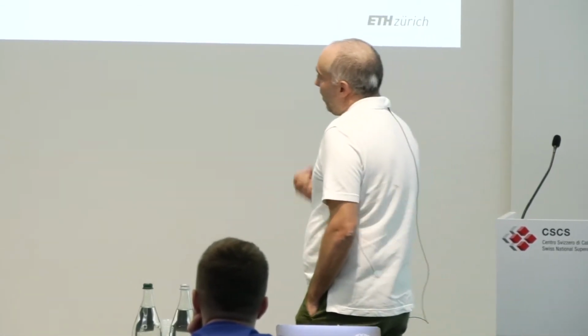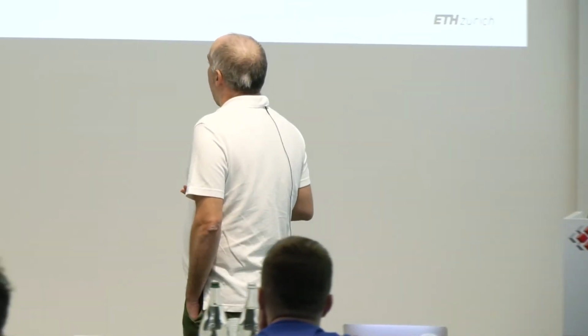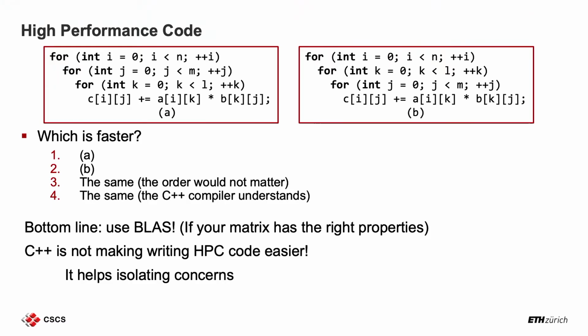So one message is C++ is not about writing high-performance code. And again, you do C++ because you care about efficiency, otherwise you write in some other language. So it's not that it makes writing high-performance code easier, but it helps isolate the concerns. It helps you architect your application, your library, your system in a better way.